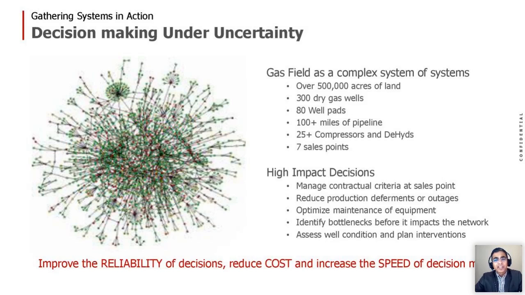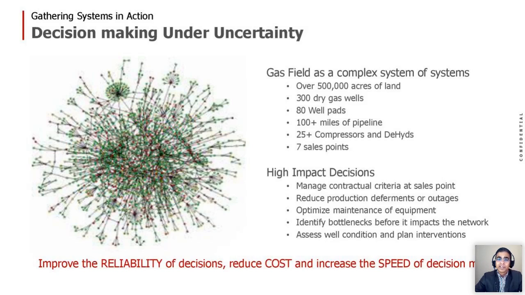So when this customer asked us to look at the optimization of the gathering field, the first question that we asked ourselves and even the field operators is, how can we improve the quality of decision making on the field? So we took an inventory of how many decisions on an average a field engineer takes in a gas gathering network, and how can we help them to improve the reliability of decisions, or rather the accuracy of the decisions. What kind of a cost is incurred in decision making? Can we reduce the cost of decision making? And the third element that we looked at was, how can we improve the speed of decision making?